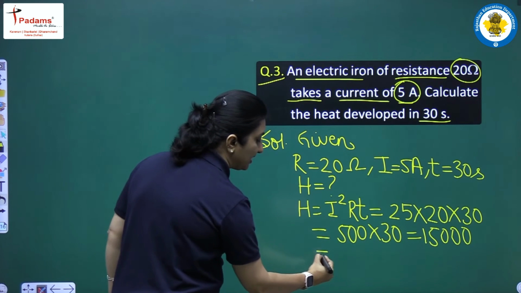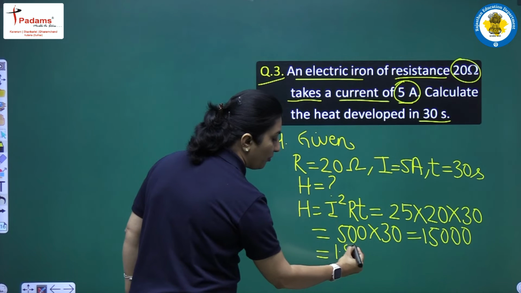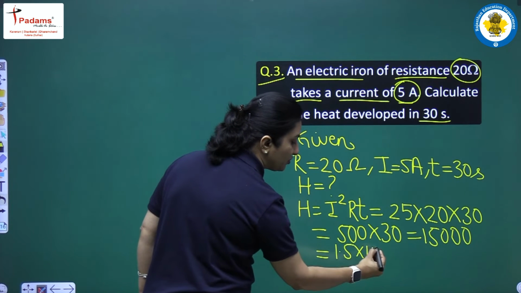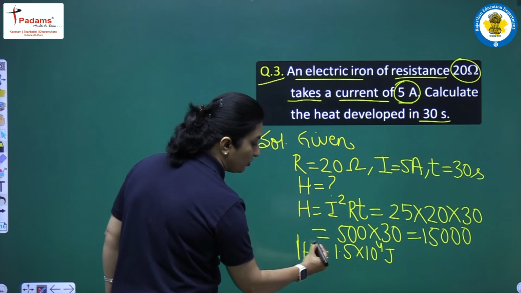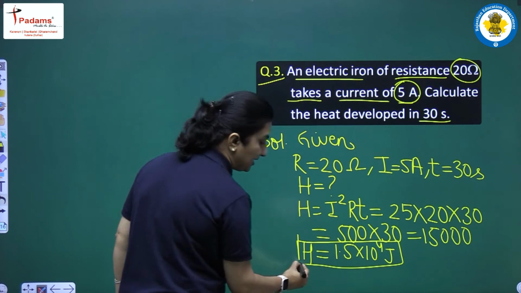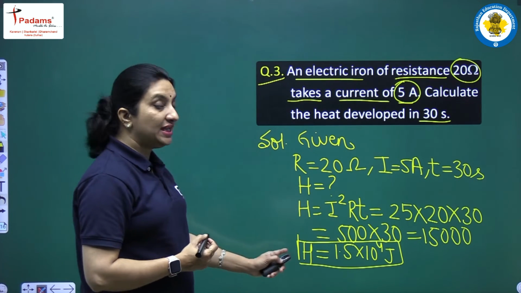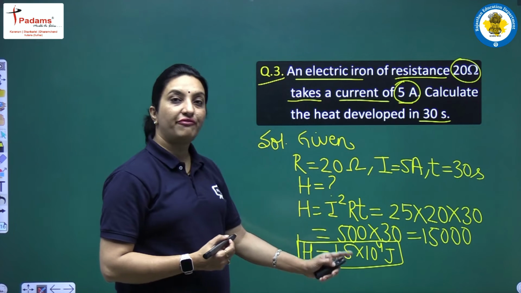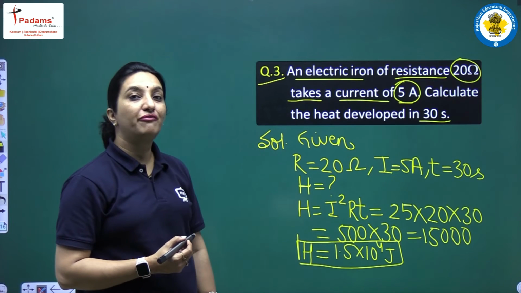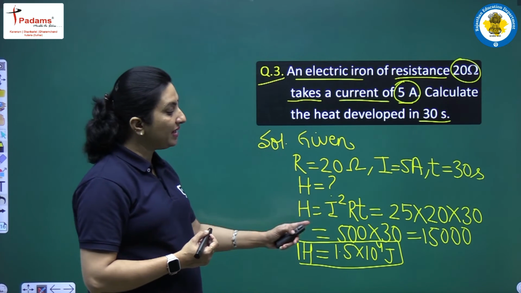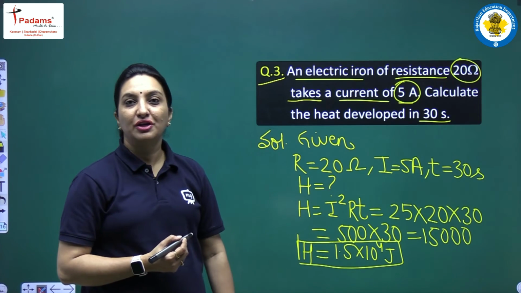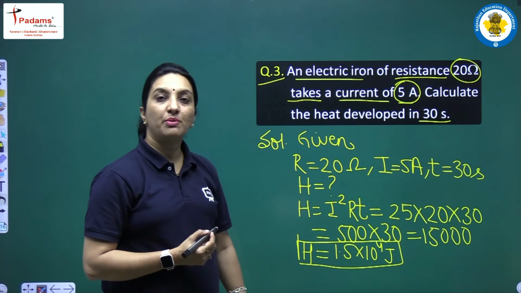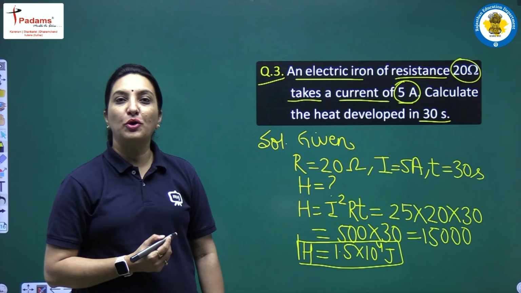So this can be written as 1.5 into 10 to the power 4 joules. So this is the value of the heat produced. So the heat produced is given by 1.5 into 10 to the power 4 joules, or you can simply write 15,000 joules. This is the scientific notation used. So we can write it as 1.5 into 10 to the power 4 joules.